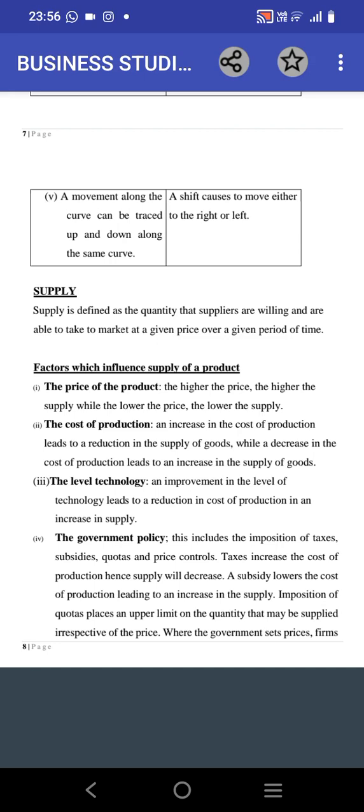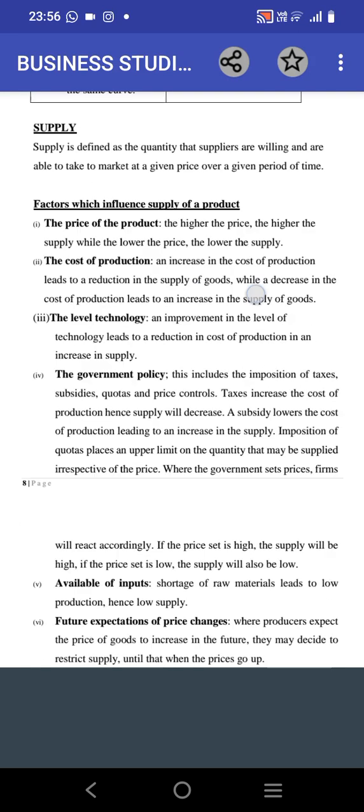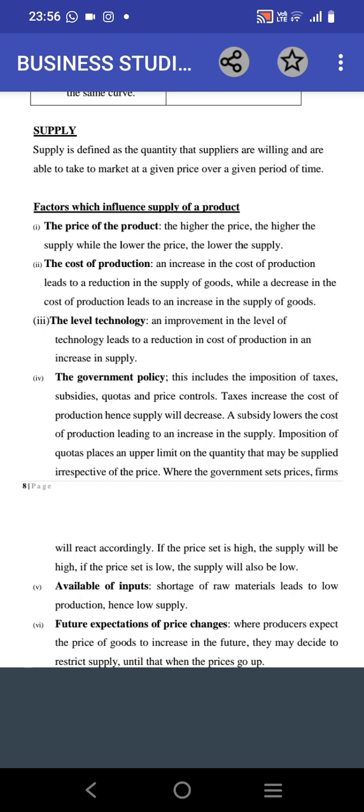Today we are proceeding with our revision with supply. Remember, we touched some parts like demand and movement along the demand curve. Now we are tackling supply. Let's proceed.